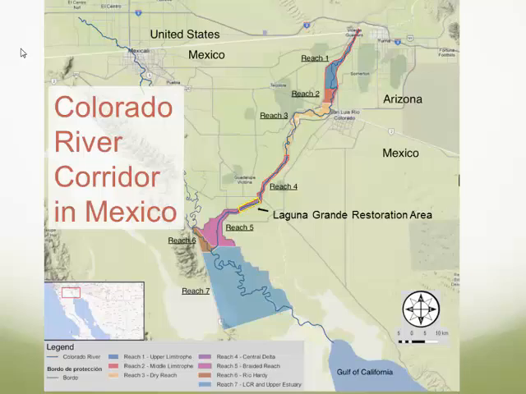Primarily for the riparian corridor, we're looking at Reaches 1 through 5. And once you get into Reach 7, this is more estuarine conditions where there's interaction of high tides from the sea.